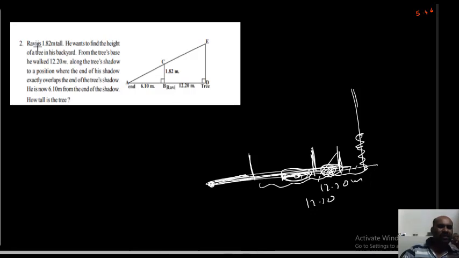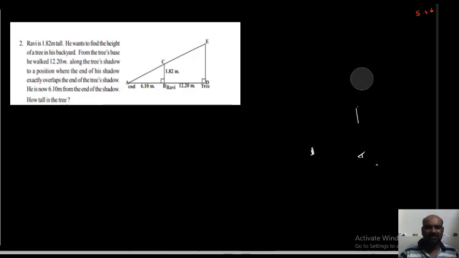Now again I want to read the question. Ravi is 1.82 meters tall. He wants to find the height of the tree in backyard. From the tree's base, he walked 12.2 meters along the tree shadow to a position where the end of his shadow exactly overlaps the end of tree shadow. So he is now 6.10 meters from the end of the shadow. This is 6.10. Then find the height of the tree. I think you understood what I explained. Again I want to draw a diagram.